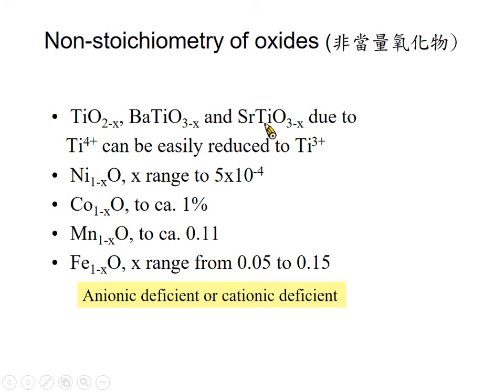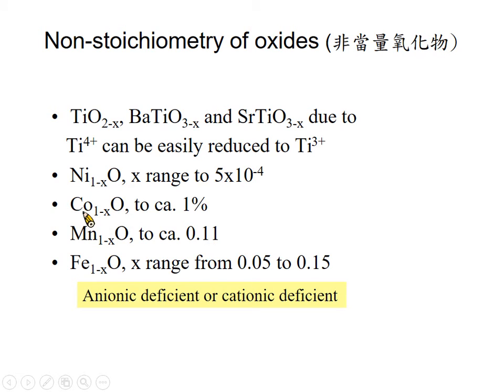Both materials are perovskite materials. The Ti species is very reactive, so it will give off oxygen and reduce its charge from 4 to 3. So those can be reduced easily. For NiO, nickel oxide, it can be represented as Ni(1-x)O, with x ranging probably to 5 times 10 to the minus 4. Just a little bit, but still the material can be electron conductive due to this defect structure.